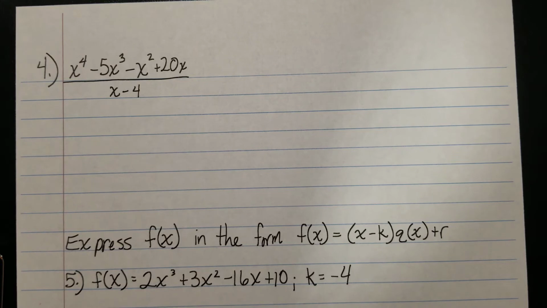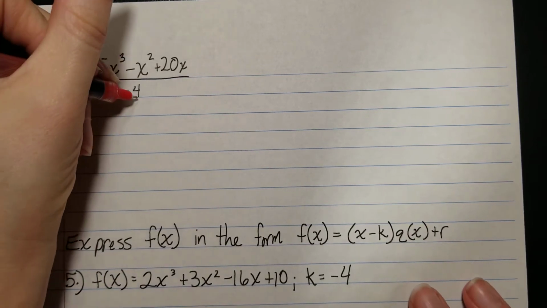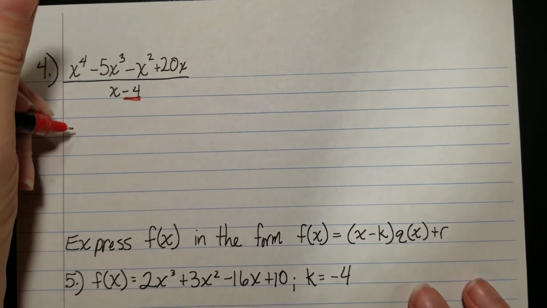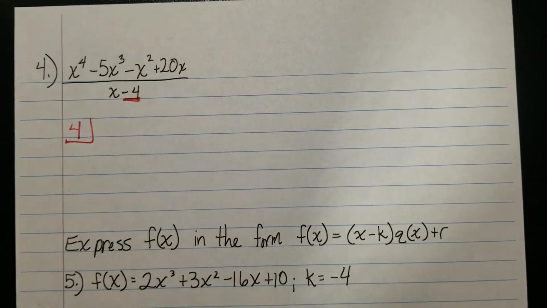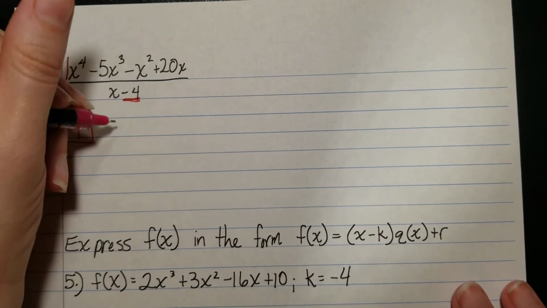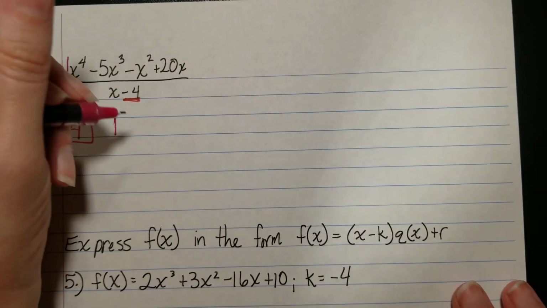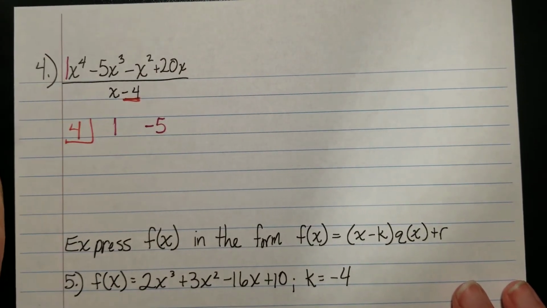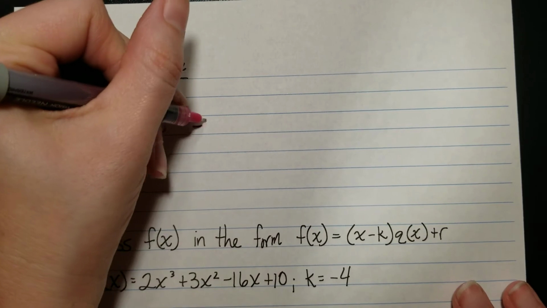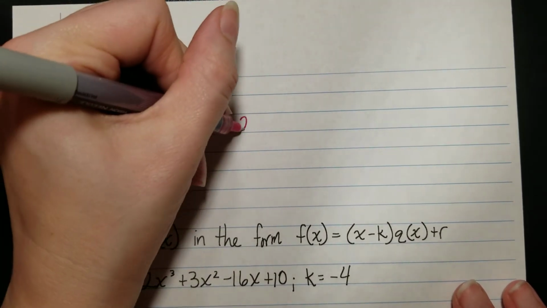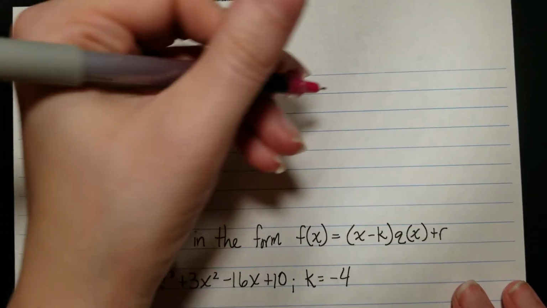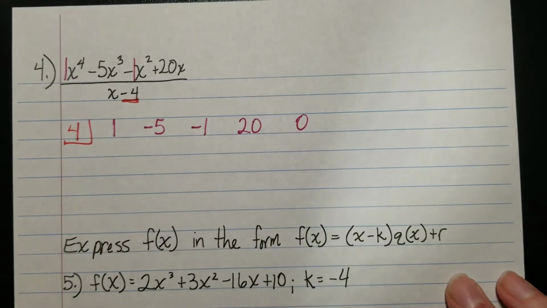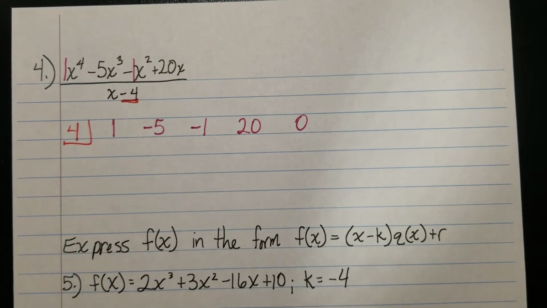All right, number 4. The opposite of negative 4 is going to be positive 4 in the box. And then for my coefficients, I've got a 1 for x to the 4th, negative 5x to the 3rd, negative 1x squared, 20x, and then I don't have a constant term, so I'll go ahead and put a 0 there for that.